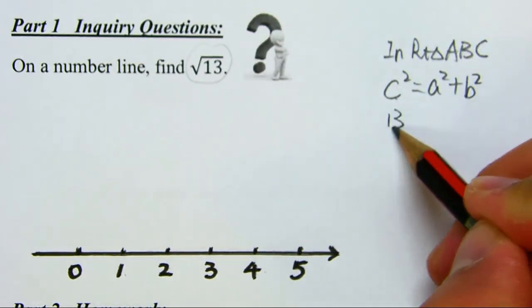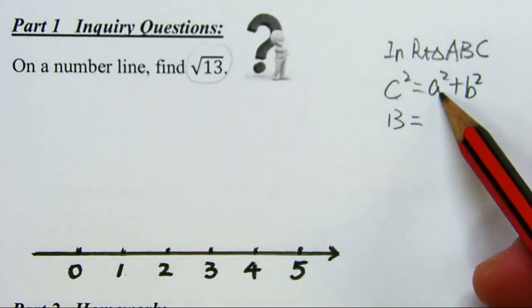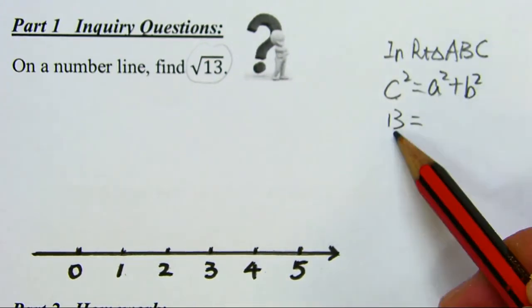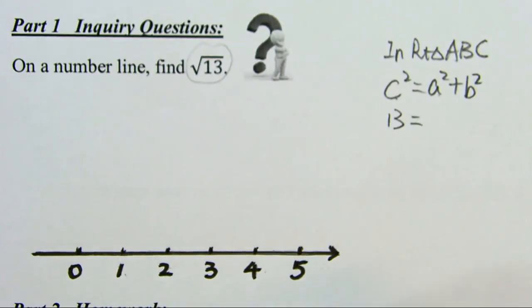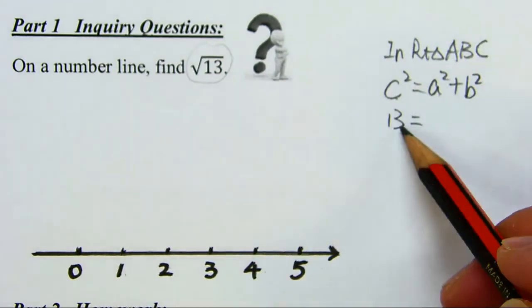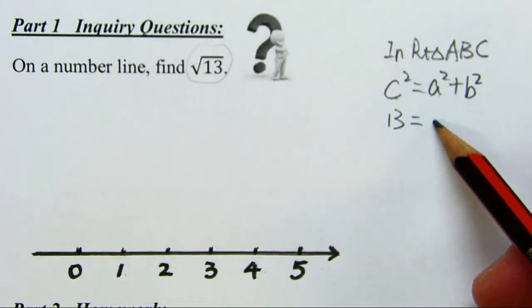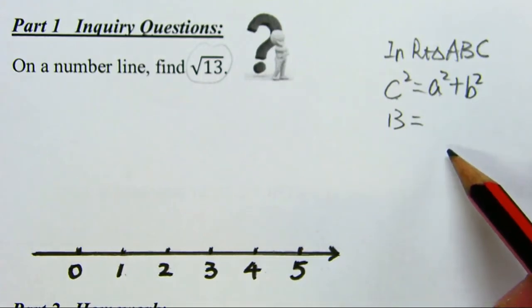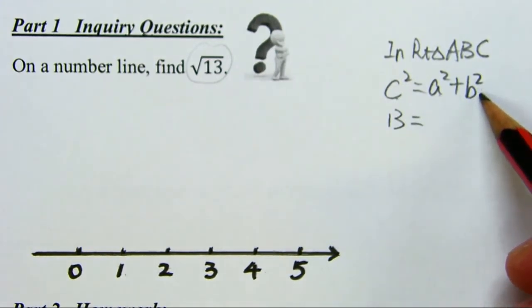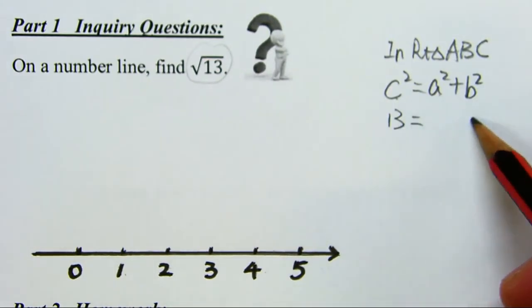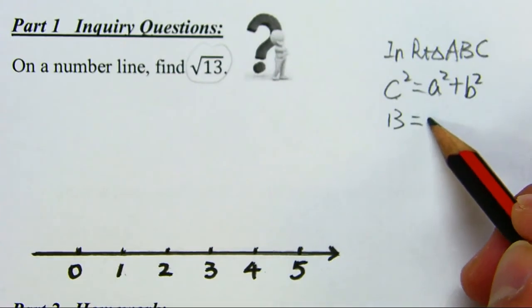So 13 equals a square number plus another square number, and this is the hypotenuse. We may think of 1 and 12, but 12 is not a square number. Then we continue with 2 and 11, and unfortunately 11 is not, and neither is 2. Then 3 and 10, they are not square numbers either. And then the next one is 4 and 9.